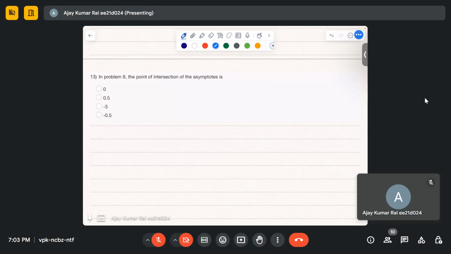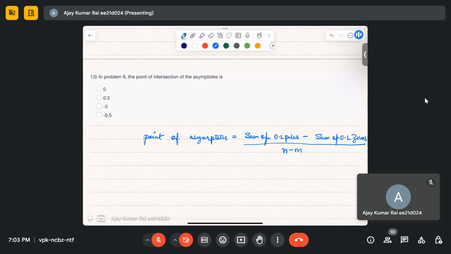Okay, in this question, the point of intersection of asymptotes. So the formula for that is the sum of open loop poles minus the sum of open loop zeros, divided by n minus m. Total number of poles minus total number of zeros for the open loop transfer function.